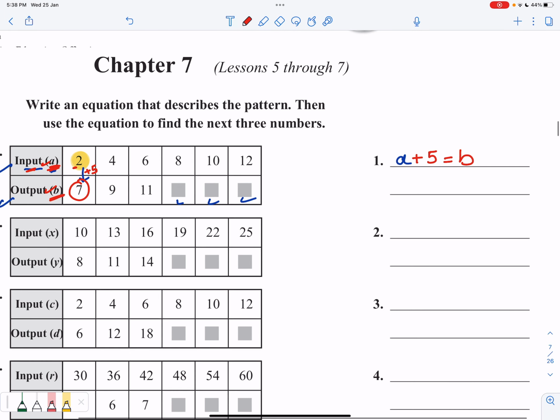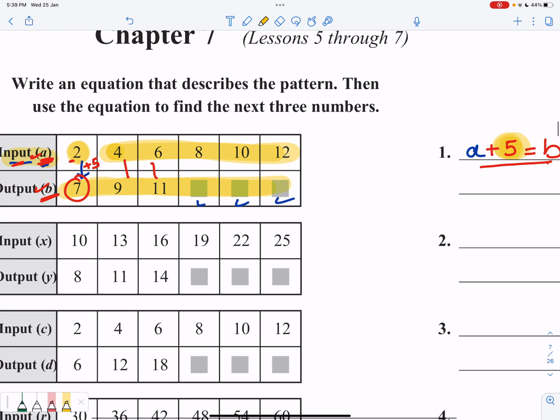To check that, we need to take a look at the numbers that we have and check our equation. The equation says each time you take the input, the numbers here, you add 5, so you get the outputs, which are the numbers here. So let's check that. For here, we need to add 5 to get the output. So yes, 4 plus 5 gives us 9. Here, the 6 is the input. We need to add 5. 6 plus 5, yes, correct, equals 11.